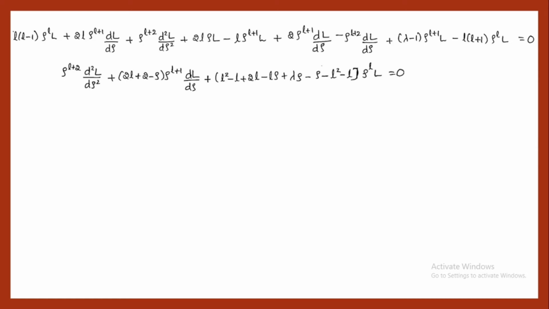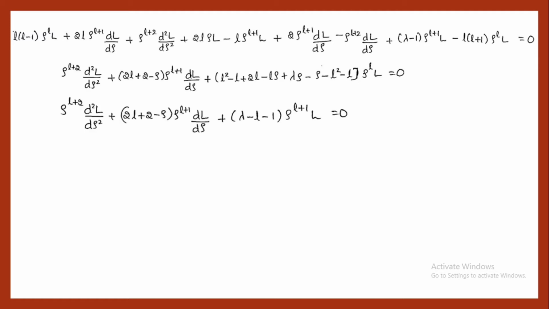So we are collecting the terms with respect to the powers of rho. That is, collecting the rho raised to L plus 2 term and the coefficient with it, then collecting rho raised to L plus 1, then rho raised to L into the Laguerre polynomial. Or even you can say the d square L by d rho square term, dL by d rho and L term are going to be collected.